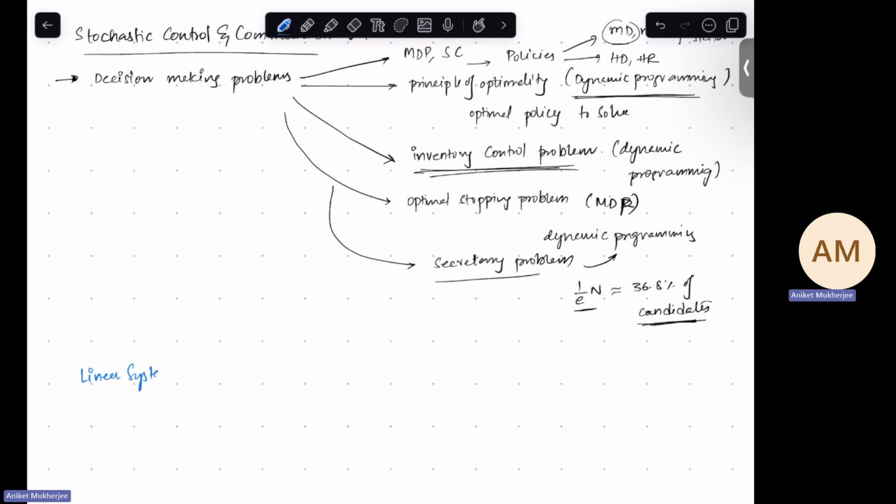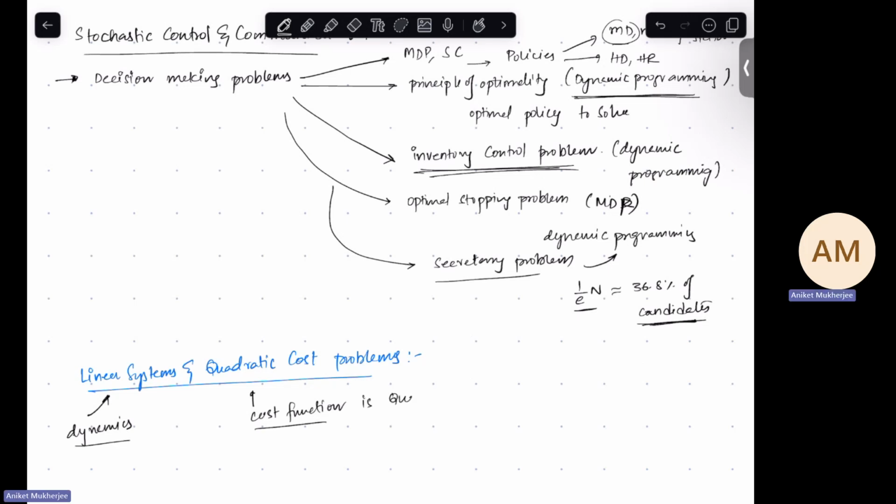linear systems and quadratic cost problems. When I say linear systems and quadratic cost problems, what I mean is the dynamics of the system are linear and the cost function is quadratic in state.